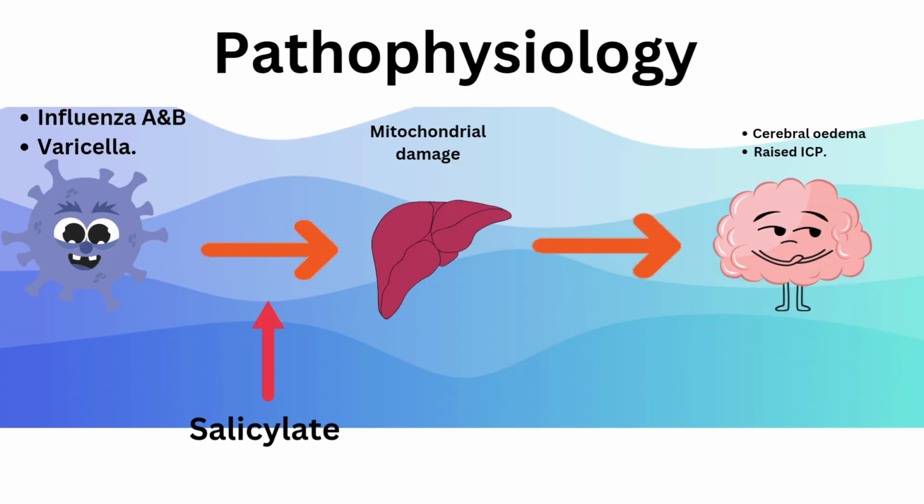So we said there's 2 organs affected in Reye syndrome, the brain and the liver. And the problem actually starts with the liver. Specifically the liver cells, hepatocytes, and specifically the mitochondria in the hepatocytes. So Reye syndrome is defined as mitochondrial hepatopathy. So it means there's damage of the mitochondria inside the liver cells.